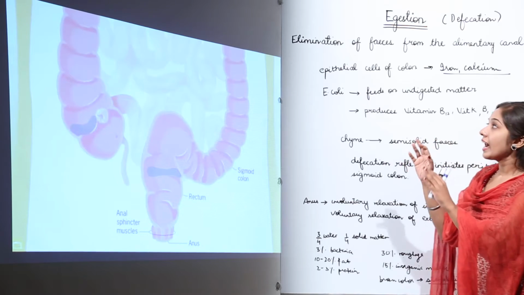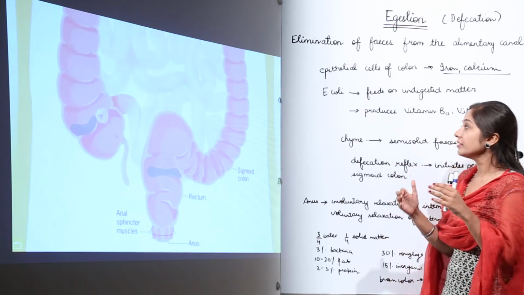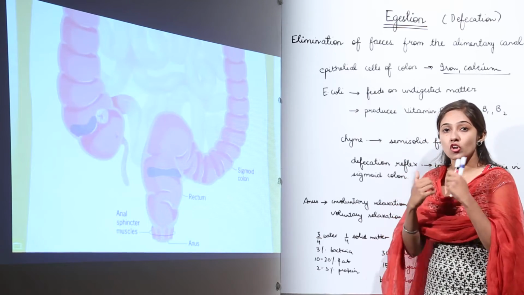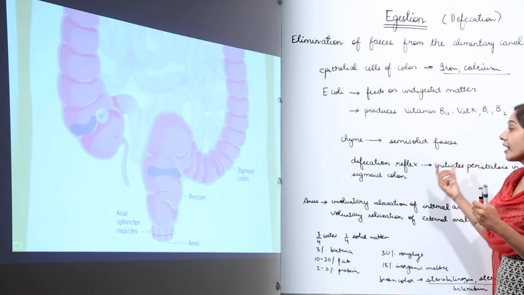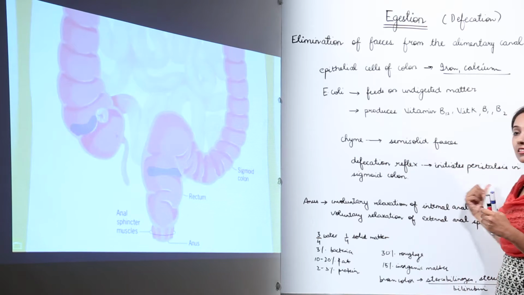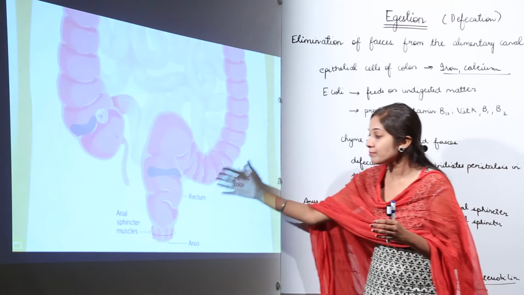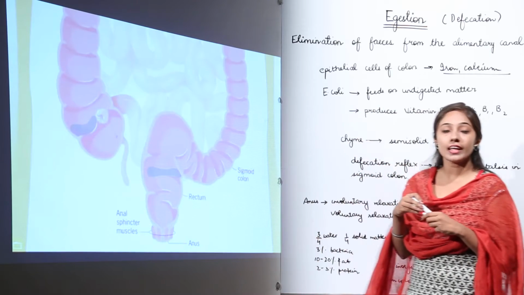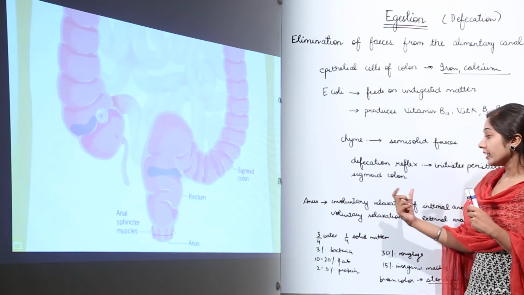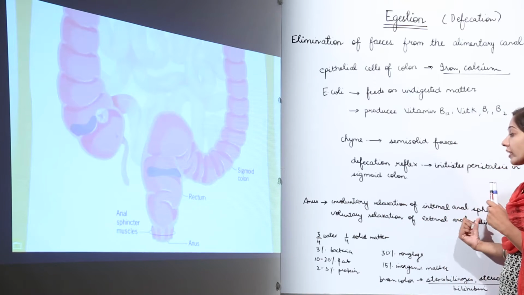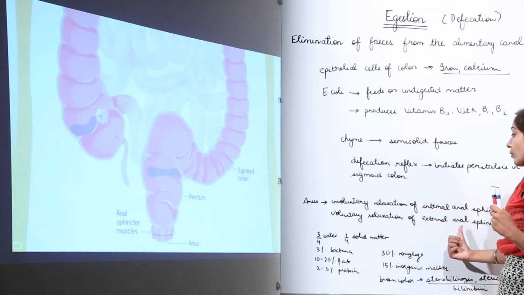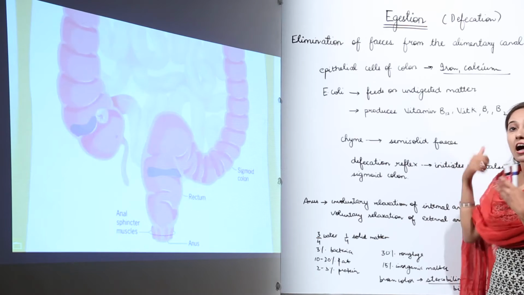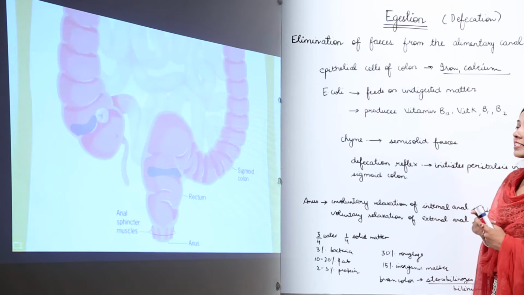So here I am just summarizing what happens. From the small intestine the chyme enters the large intestine and water is absorbed, converting chyme into semi-solid feces. The defecation reflex initiates peristalsis in the sigmoid colon. From there it enters the rectum, and from the rectum to the anus. In the anus we have two sphincters, the internal anal sphincter and the external anal sphincter. The involuntary relaxation of the internal anal sphincter and the voluntary relaxation of the external anal sphincter push the feces out. So this is how the defecation process is complete.